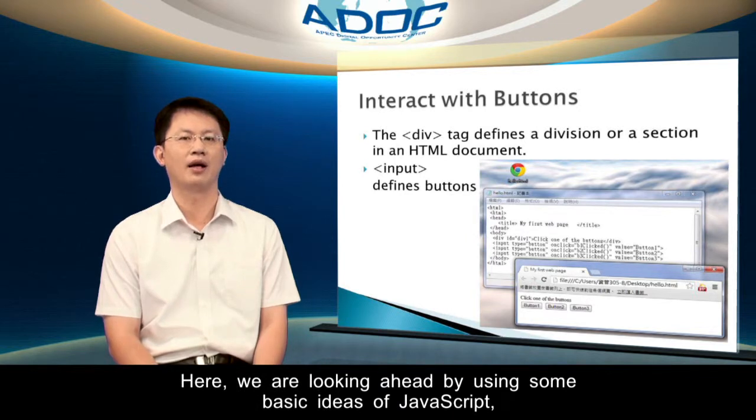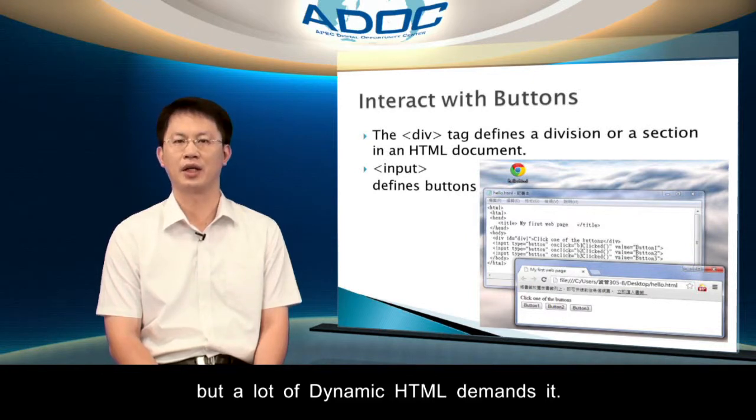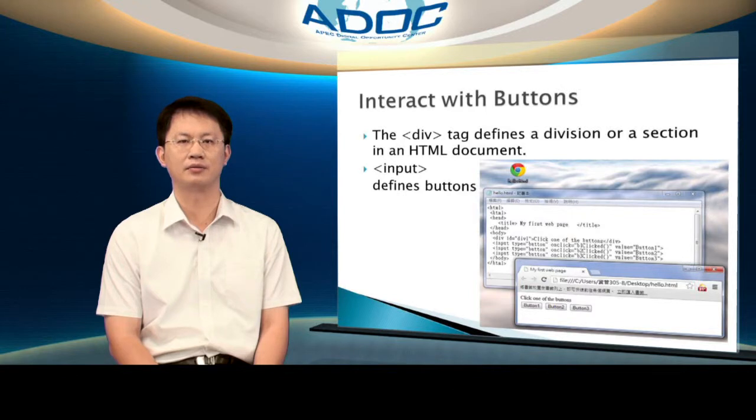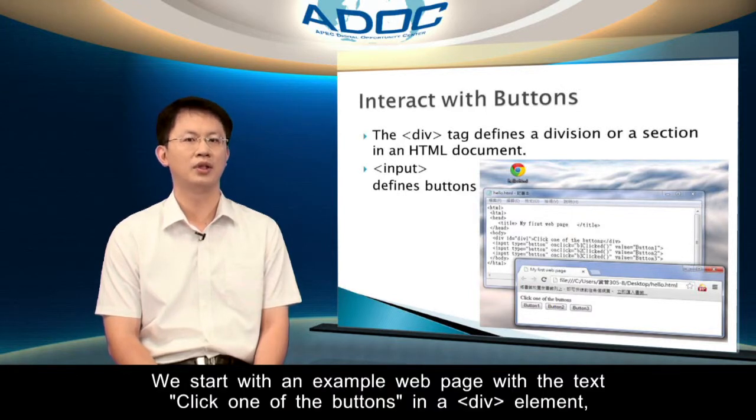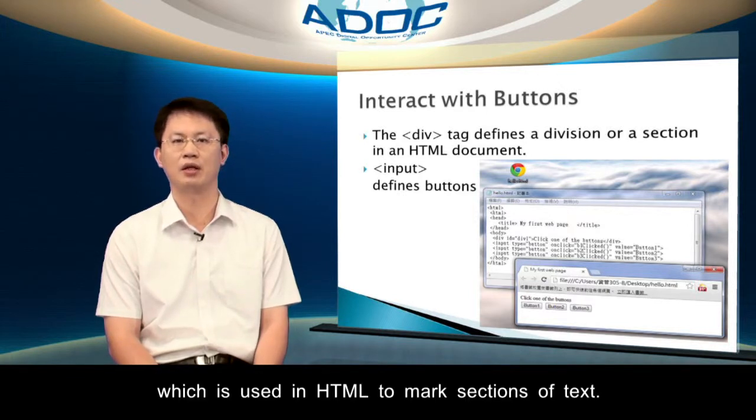Here we are looking ahead by using some basic ideas of JavaScript, but a lot of dynamic HTML demands it. We start with an example web page with the text "Click one of the buttons" in the div element, which is used in HTML to mark sections of text.